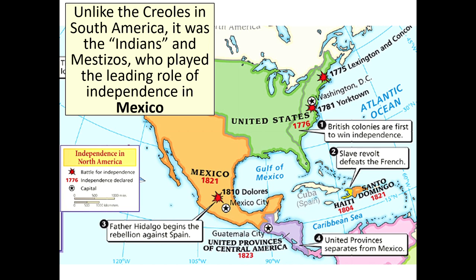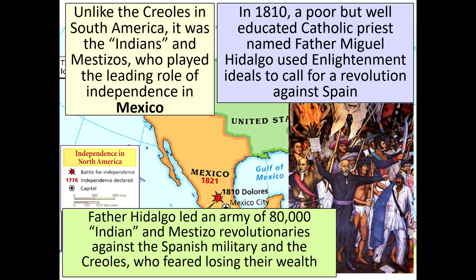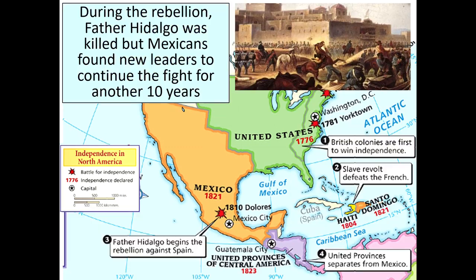Unlike the Creoles in South America, it was the Indians and the mestizos who played the leading role of independence in Mexico. In 1810, a poor but well-educated Catholic priest named Father Miguel Hidalgo used Enlightenment ideals to call for revolution against Spain. Father Hidalgo led an army of 80,000 Indian and mestizo revolutionaries against the Spanish military and the Creoles, who feared losing their wealth.